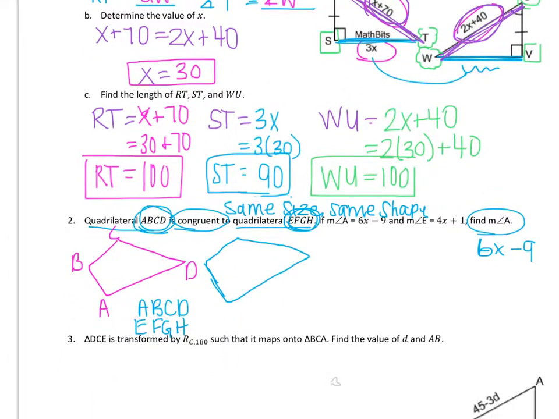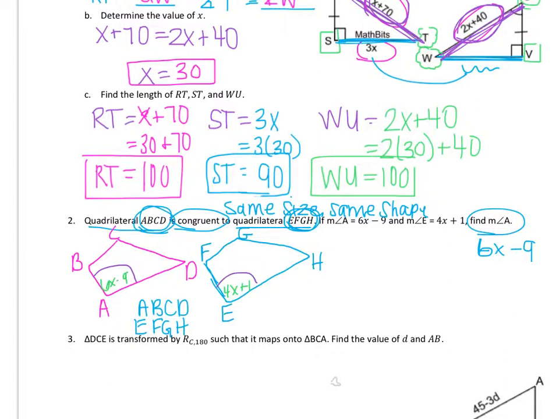So now in this next quadrilateral, I start with E in the same position that I started A. I put F in the same spot I put B, G, and H. Now they tell me that the measure of angle A is 6x minus 9, and E is 4x plus 1. Now remember that these quadrilaterals are congruent, so anything, parts, meaning sides and angles, are also congruent. So that means angle A is congruent to angle E.